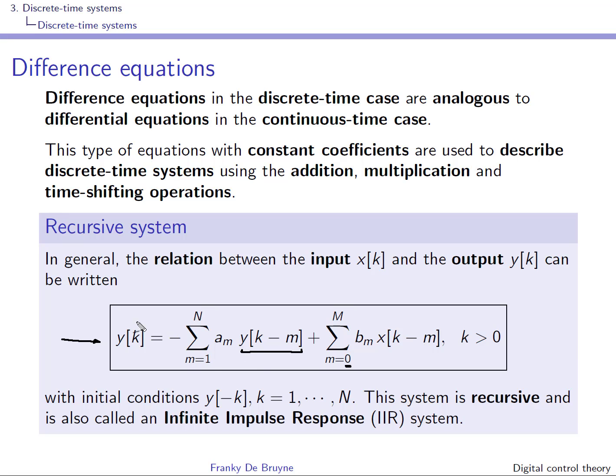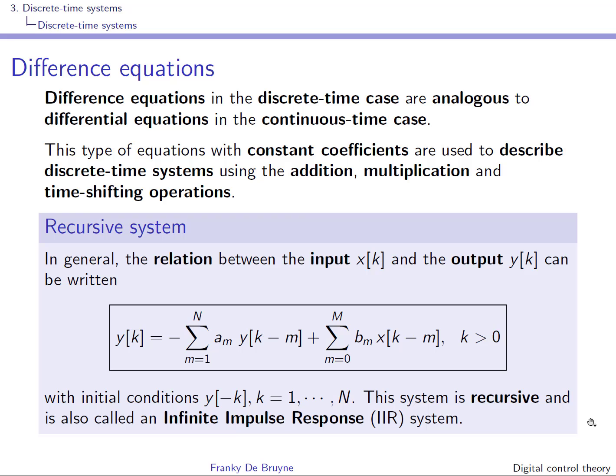And the fact that y of k depends on past outputs makes this equation a recursive equation. So of course you will need initial conditions. For instance, to compute y of 0, you need y of minus 1 up to y of minus n. This system is recursive, and it's also called an infinite impulse response system, or an IIR system.